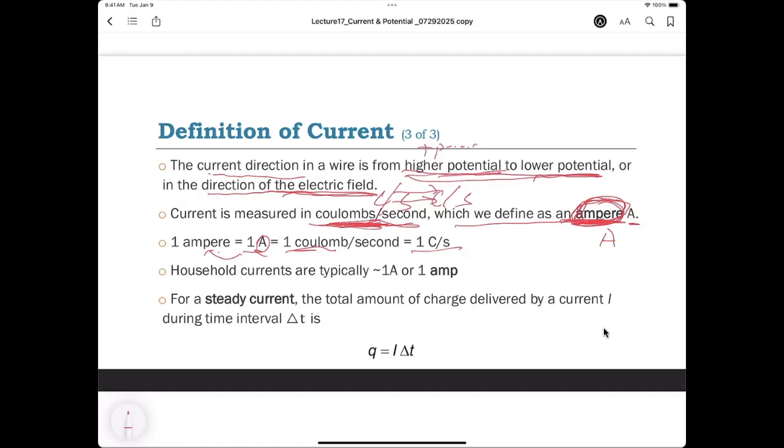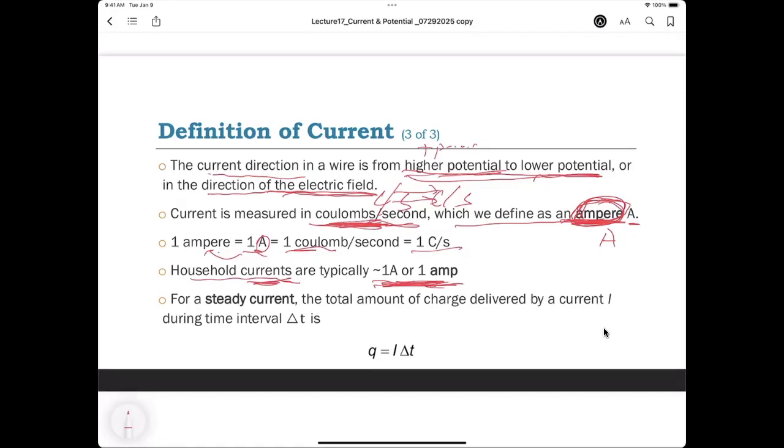Household current is typically around 1 ampere. This is how much our household current usually is, 1A.